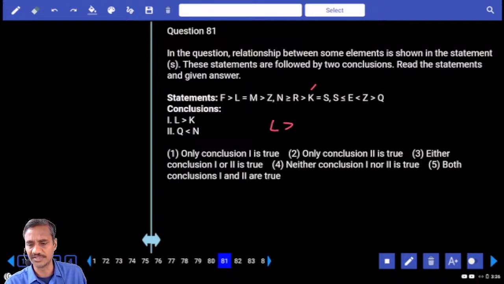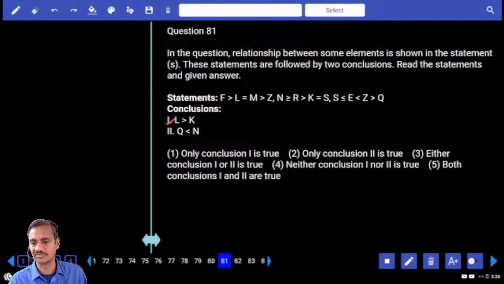Now L greater than Z, and at the same time S less than Z means Z greater than S, and at the same time K equals S. K and S are one and the same. Hence L greater than K, definitely true. Question number 81, first one is true.